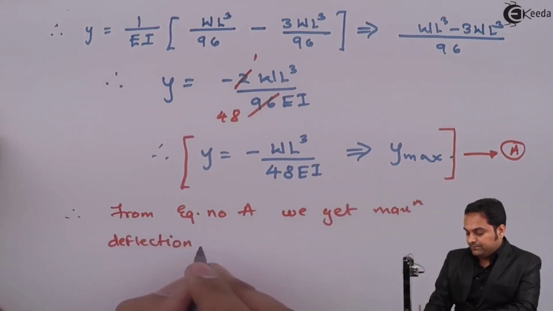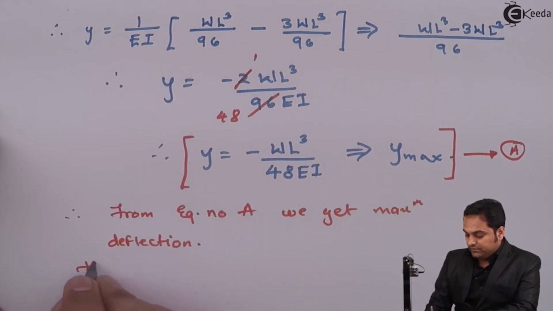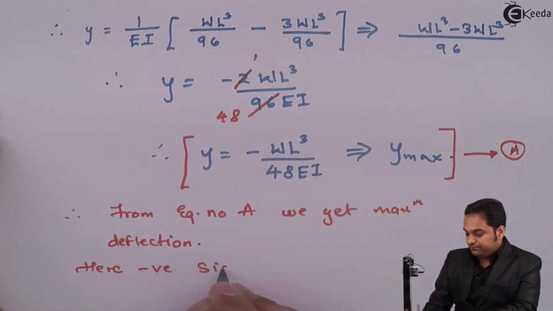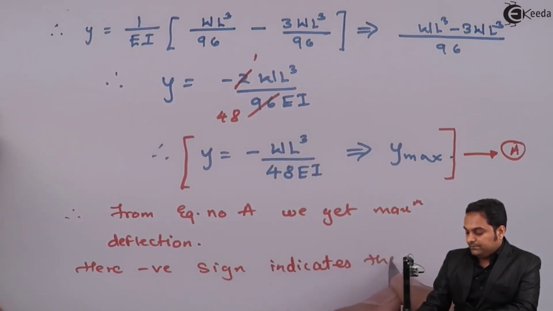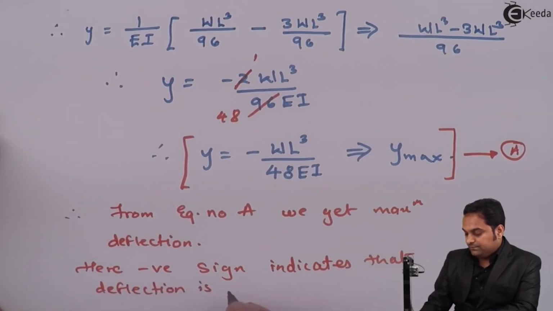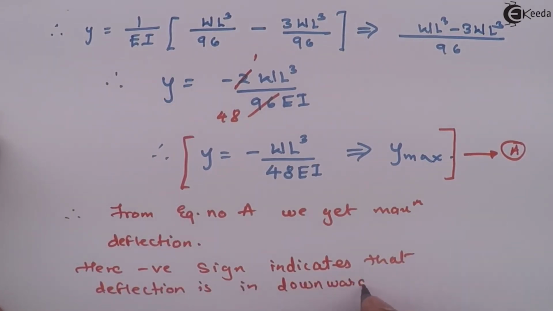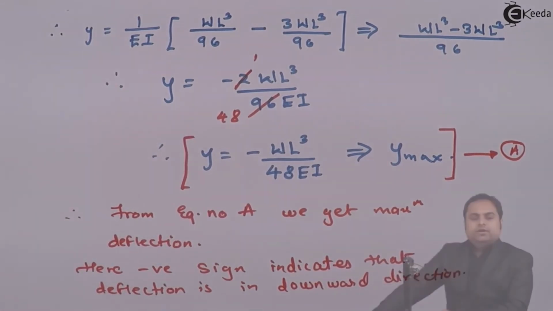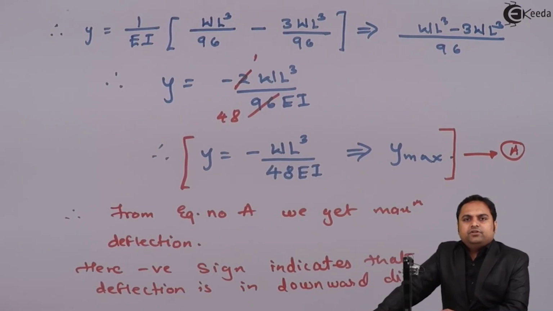So therefore from equation number A we get maximum deflection, then your negative sign indicates that deflection is in downward direction. So here in this video we have seen for a simply supported beam how to get the slope and deflection equation and get the values of slope and deflection at various points.